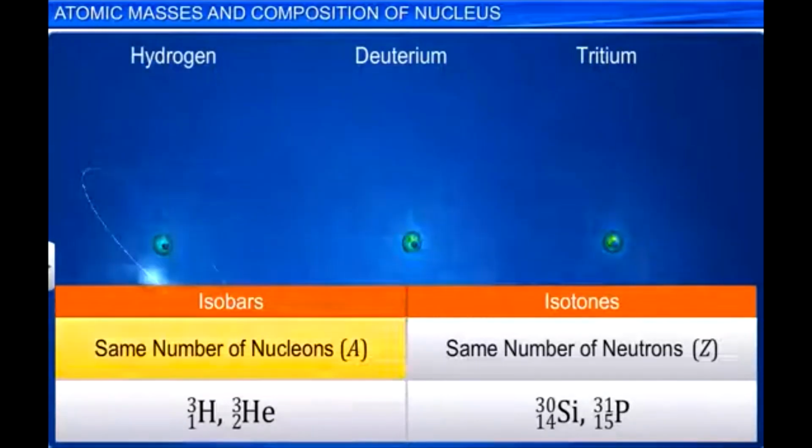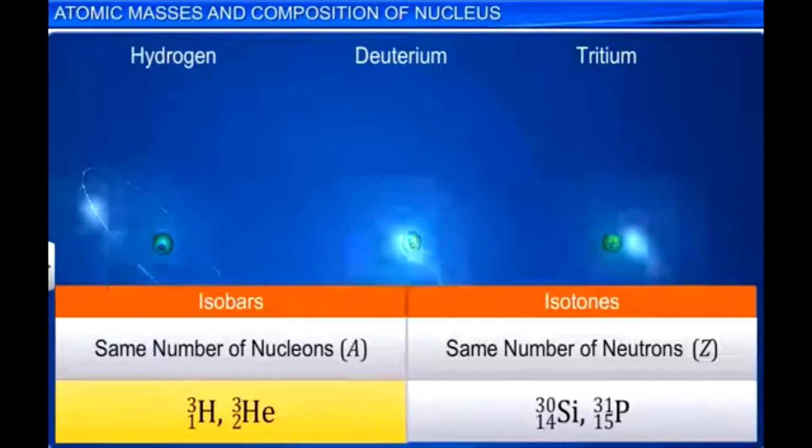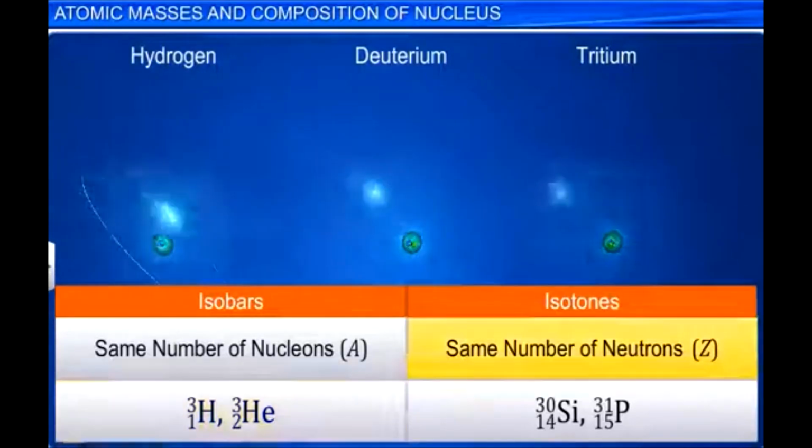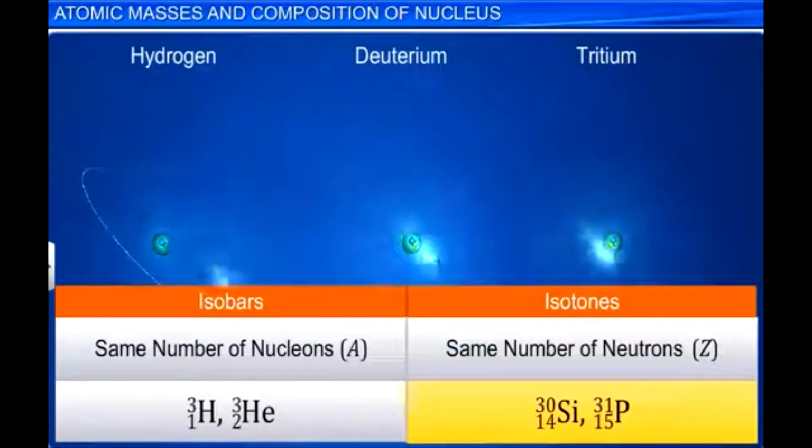Isobars are nuclides of different elements having the same number of nucleons or the same atomic mass number, A. For example, tritium and helium-3 are different elements with the same mass number and hence can be termed as isobars. Isotones are nuclides of different elements having equal number of neutrons but different atomic numbers, Z. For example, silicon-30 and phosphorus-31 are examples of isotones since both these nuclides contain 16 neutrons, as is evident from their notation.